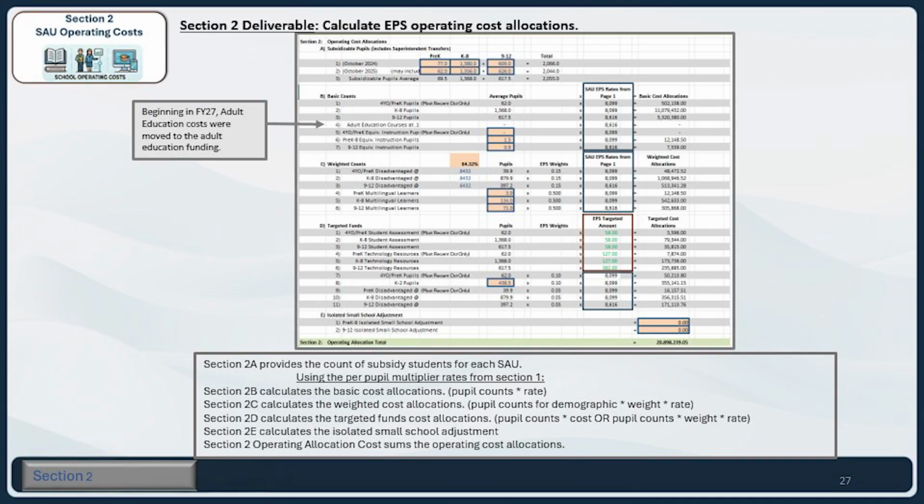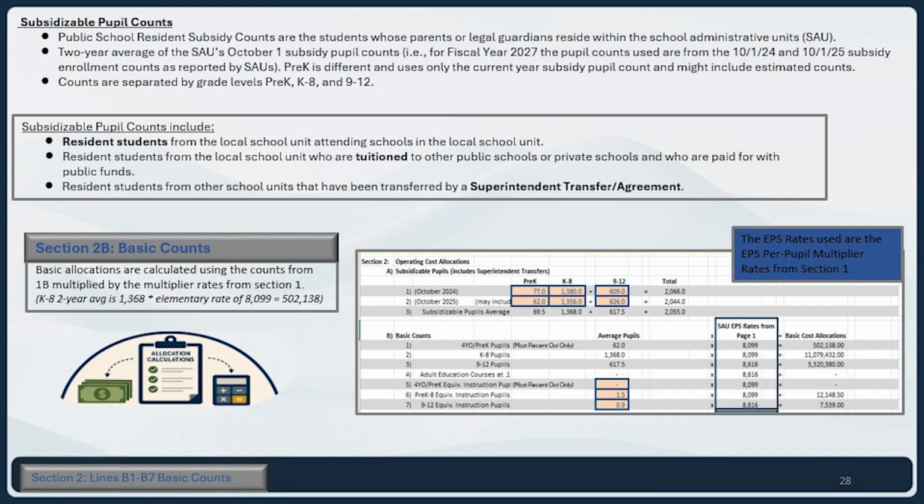So section 2, what we start with is the operating cost allocations. And this is what it costs you to provide education for the students that you're responsible for. So section 2 uses subsidizable pupils. Section 1 was attending. Those are the students that attend your schools. Subsidizable pupils are those pupils that reside in your towns that you are responsible to educate.